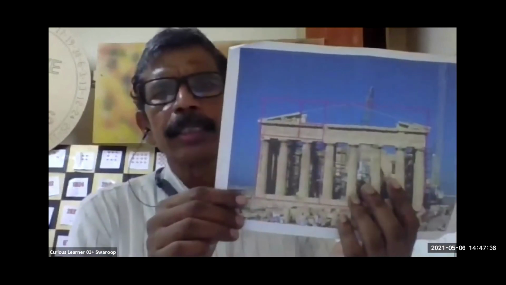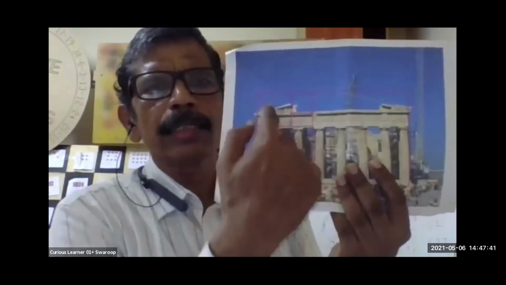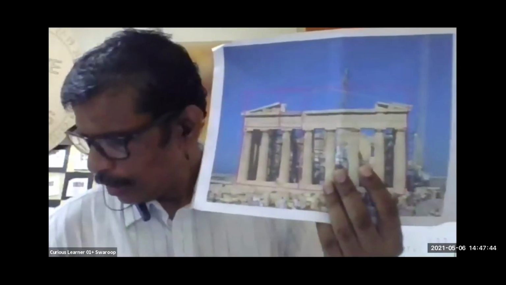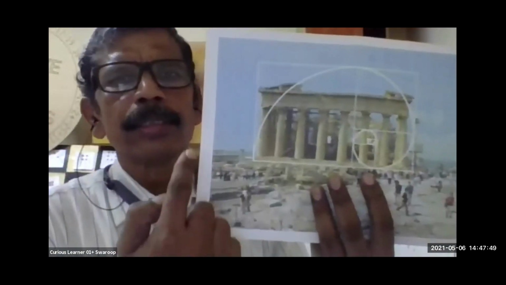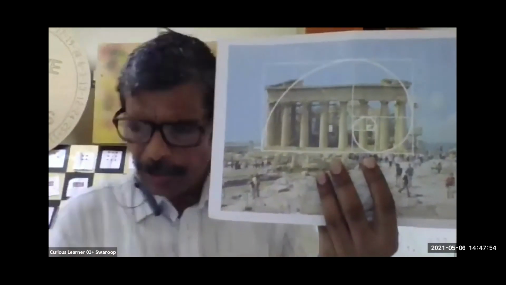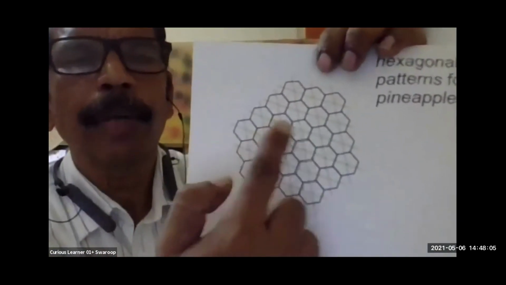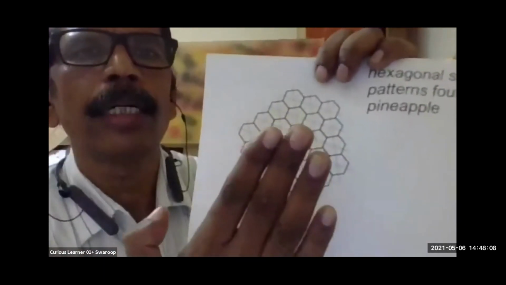You see here, this is the most famous building in Greece, and you see how it is constructed. There is a beautiful geometry in it. There is a specific geometrical pattern in it. Next time we will try to discuss this one. When you cut a pineapple, you don't see hexagons, but there are hexagon patterns in it. You see, these are the hexagon patterns like this.